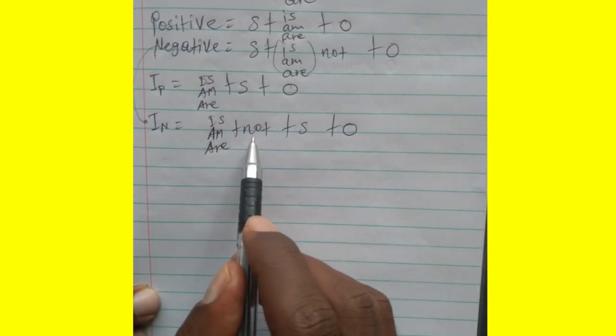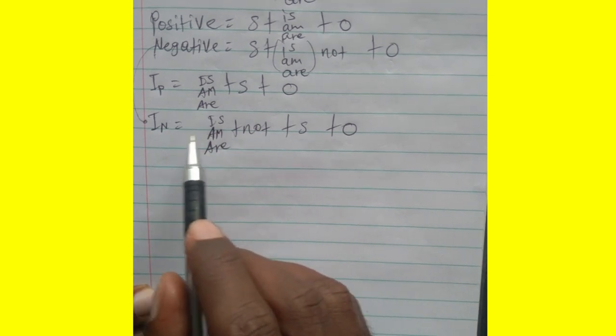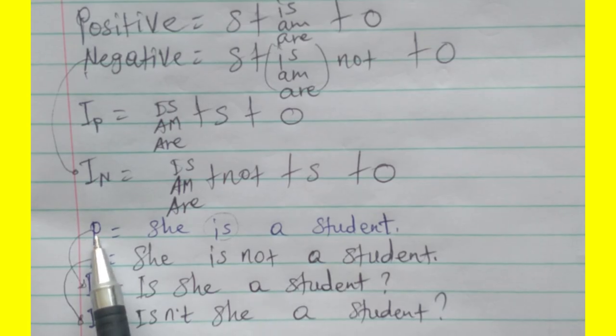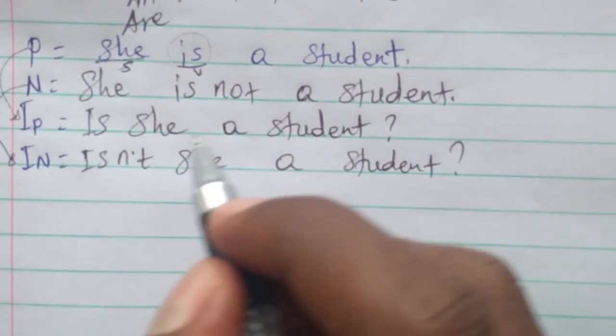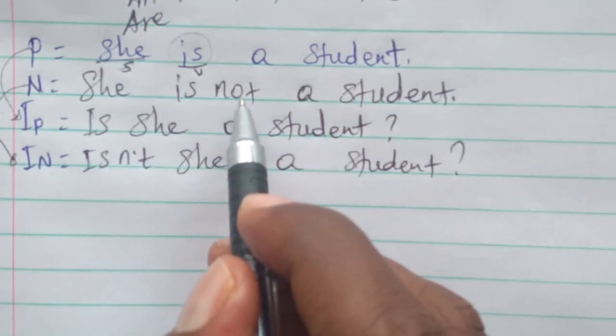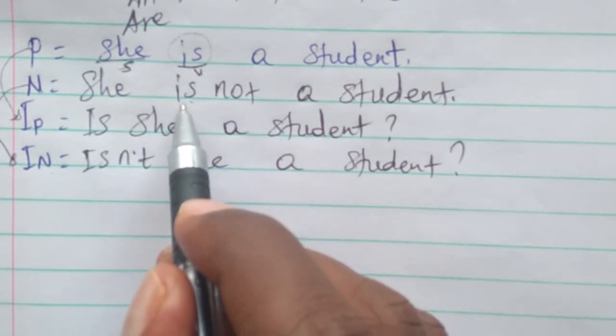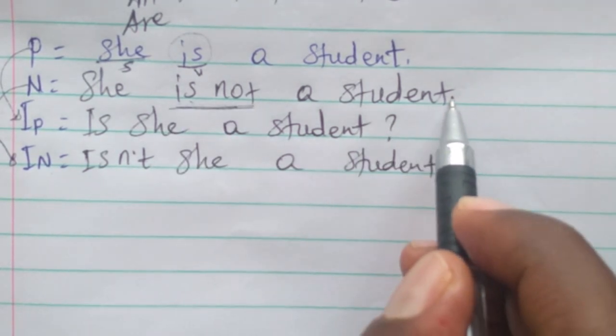So by adding not to is, are at the beginning of the sentence, we can form these. If the positive sentence is she is a student, she's a student, this can be changed into the negative sentence, the positive interrogative, and the negative interrogative like this. So the negative form of this positive sentence, written in simple present tense with subject plus verb one, can be formed by adding not to the verb to be: she is not a student.